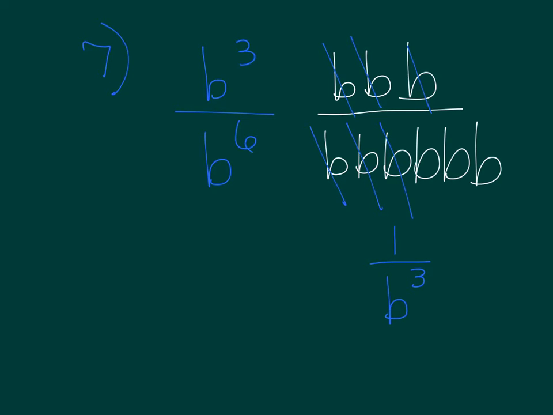That's one way to look at it. The other way to look at it is, again, if b to the third and b to the sixth are playing a game, b to the sixth beats b to the third by 3. So he wins by 3. His other 3 cancel out the top 3, and I get 1 over b to the third. Hopefully that's making a little bit more sense. Okay, number 8.